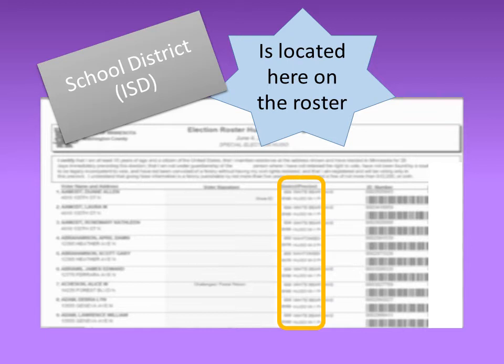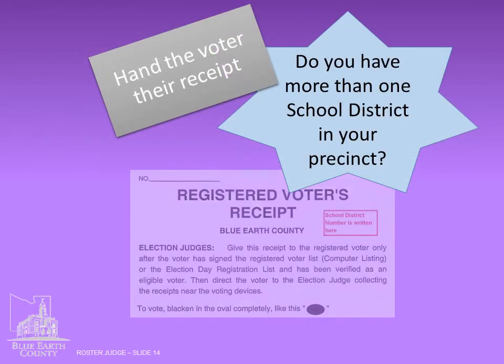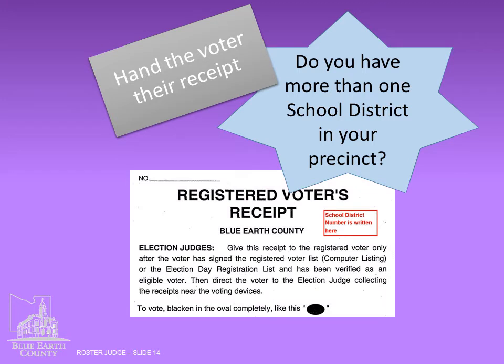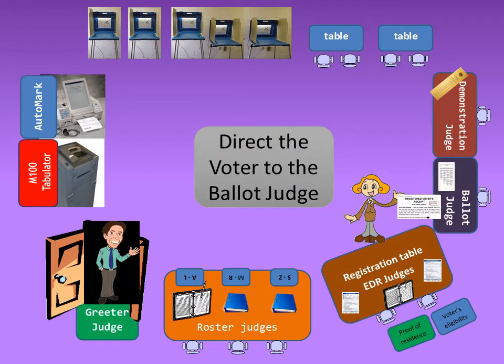If you have multiple school districts in your precinct, you will need to know which school district number to record on the voter receipt. Check the school district on the roster next to the voter's name. Once the voter has signed the roster and you have determined their school district number, write the number on the receipt. Hand the receipt to the voter. Direct the voter to hand their receipt to the ballot judge.